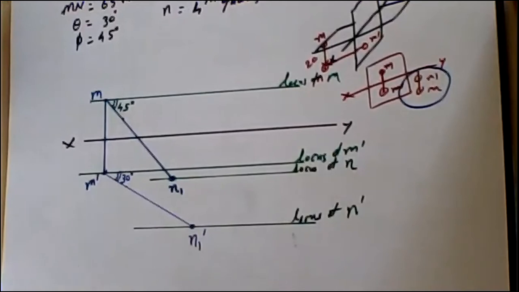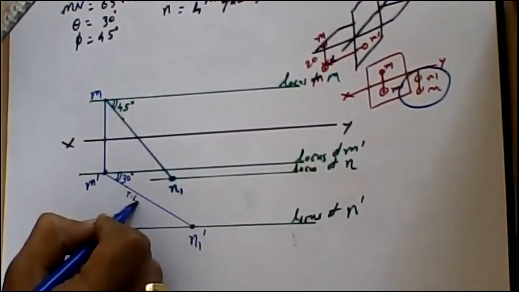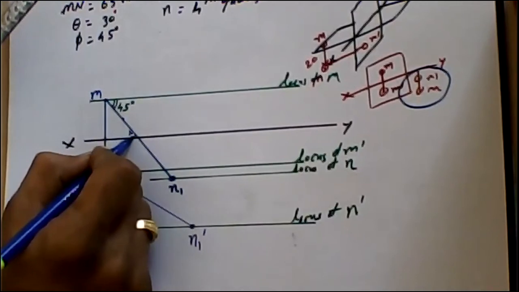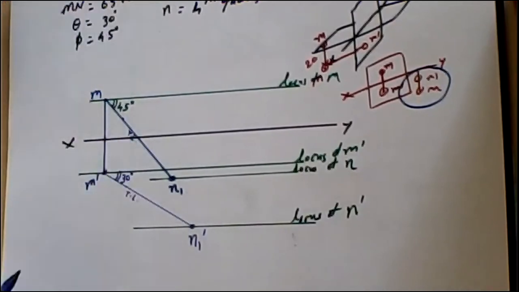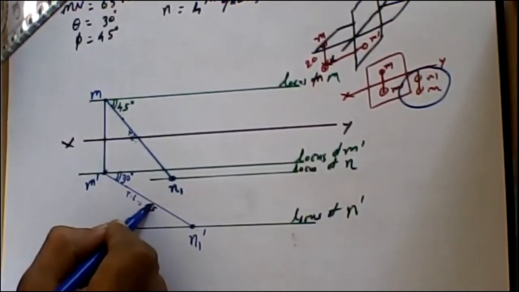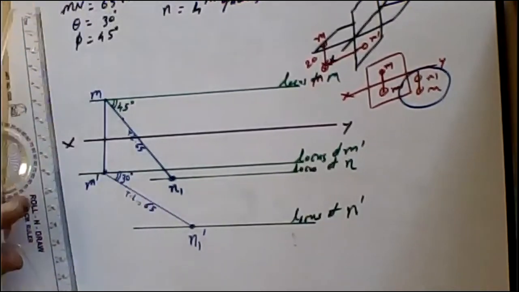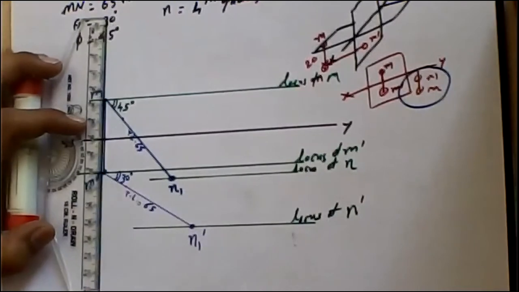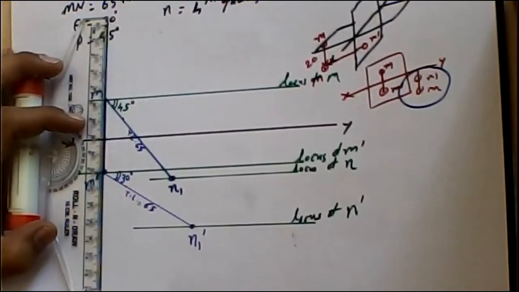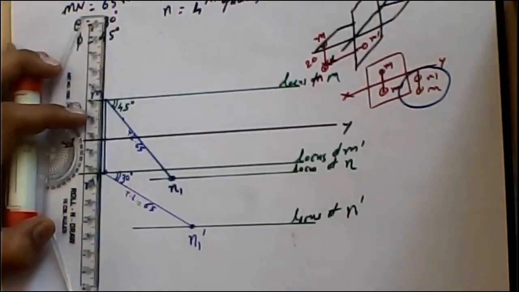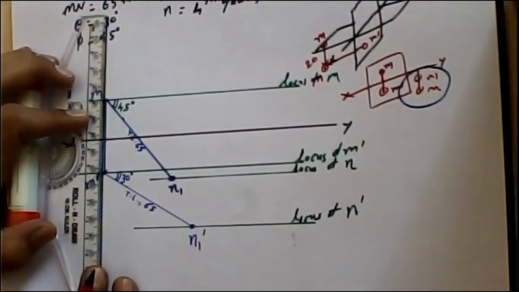So the lines that we have presented are the true length in elevation and the true length in plan, and the length is 65 mm. Now from the true length we need to transfer the projections. How to transfer that projection? We start from the point of execution and go to the next point.